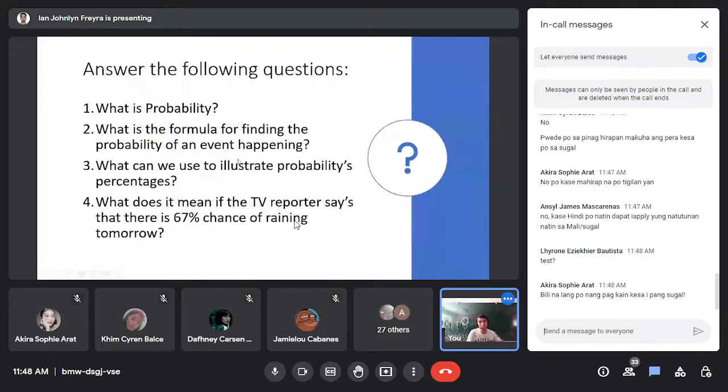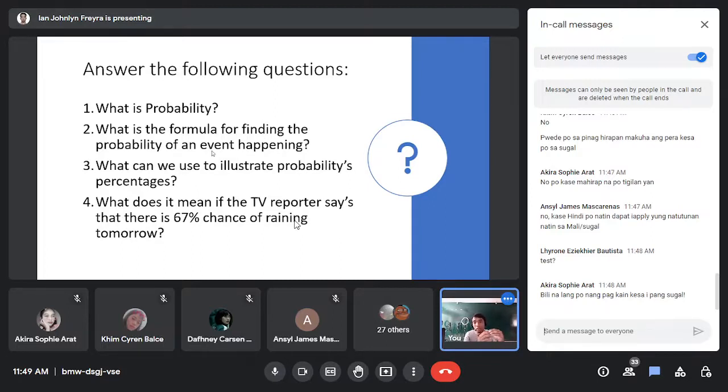So, try to answer this again. What is probability? Wrap up na natin. What do you remember about probability? Chance po. Chance, or in mathematics, it concerns finding the probability or the chance of an event from happening, right? So, probability concerns chances. What is the formula for finding the probability of an event from happening? Favorable outcomes over total number of outcomes. Excellent. So, favorable outcomes over total number of outcomes.